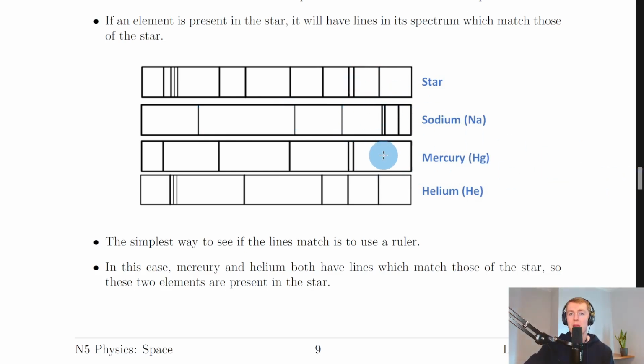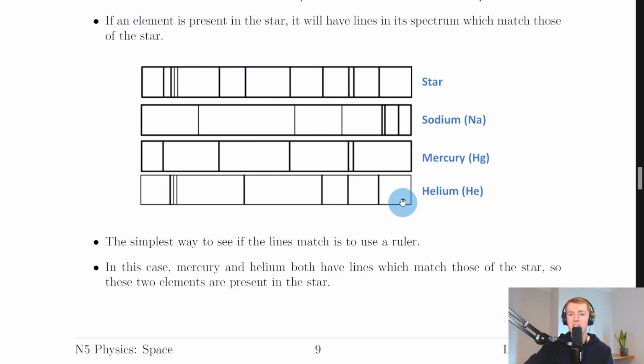If we move down to mercury this time though, you'll see we've got these two dark lines here which match up with the two up here in the star. We've then got this one which matches with this one which matches with this one, and lastly this one matches up with this one. So because all of the lines in the mercury spectrum match up with those in the star spectrum, that means I can say that mercury is present in the star.